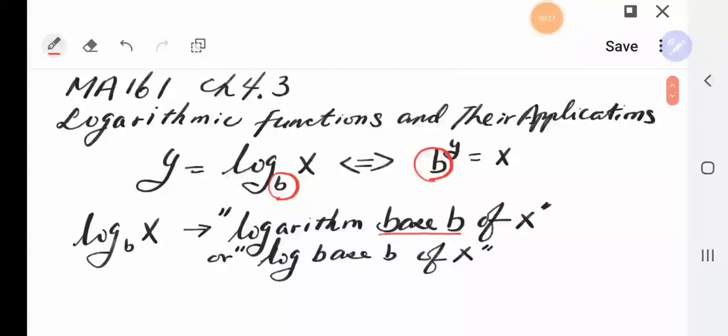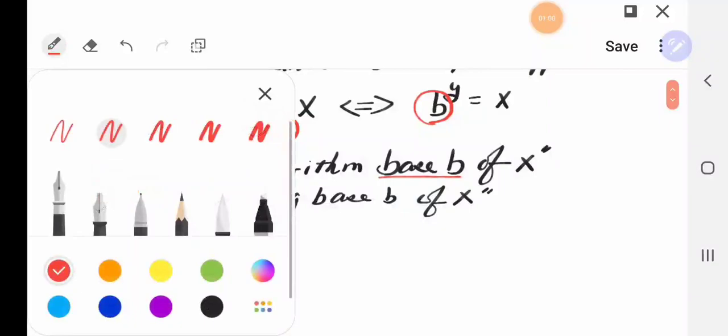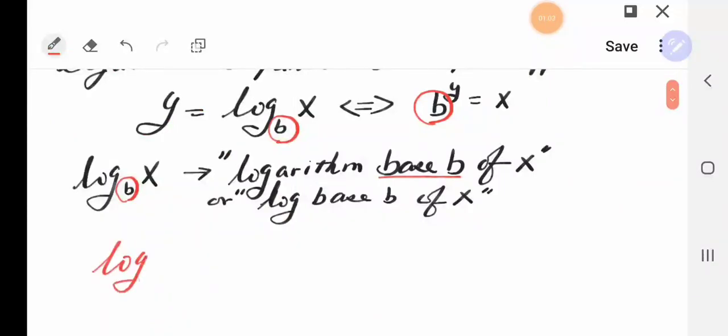Log base b of x means the logarithm base b of x. The little letter b is written just below the log, on the right side of log, as a lower, small case letter. So we call this logarithm base b of x. Let me rewrite this: y equals logarithm base b of x.